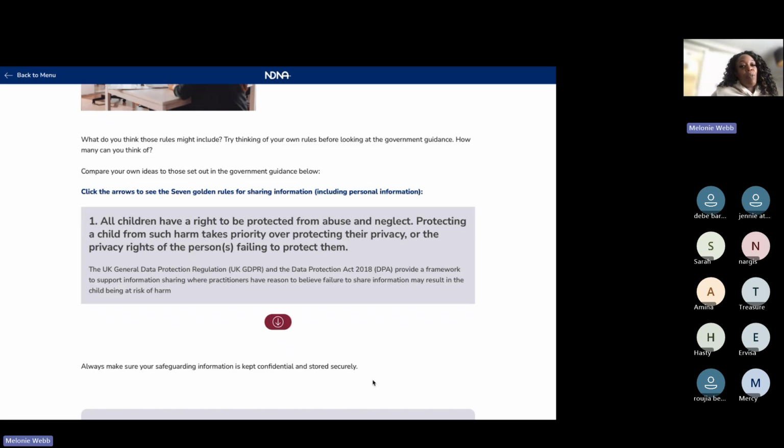All children have the right to be protected from abuse and neglect. Protecting a child from such harm takes priority over protecting their privacy. So this is again going back to what we were speaking about. If it's not necessary for us to have the information, but it protects their rights, then the protection of the rights comes first.